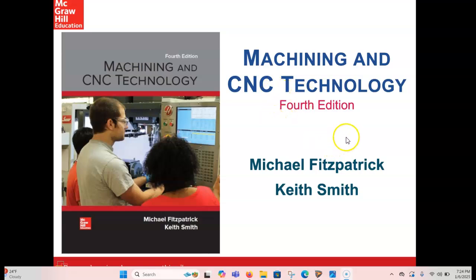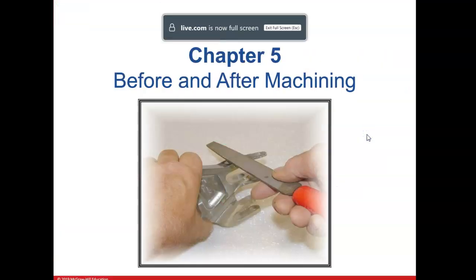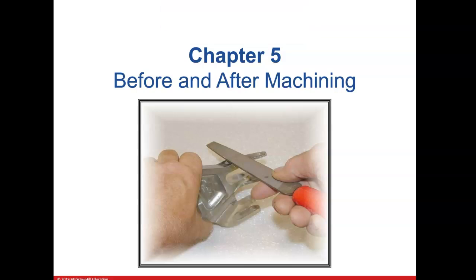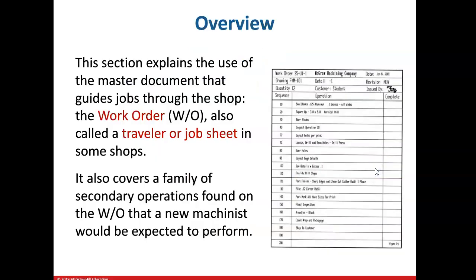All right, we are in chapter 5 here for our machining fundamentals class. We're going to talk a little bit about things referred to as before and after machining. We have to understand that there is a process that needs to be followed, things that need to take place both before and after a part has been machined. And that's what everything in chapter 5 is all about.